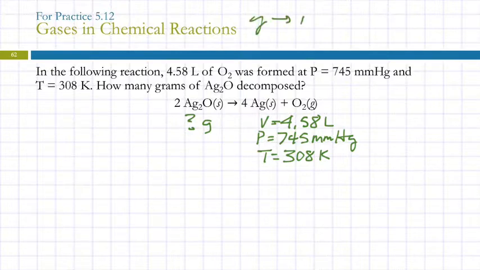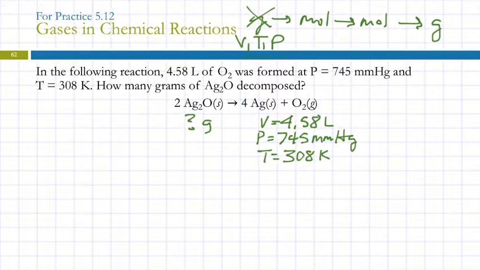So normally we do grams to moles to moles to grams. And here we are looking for grams at the end, so that's going to stay the same. But here, we've got volume, temperature, and pressure of a gas. And we can go to moles directly using the ideal gas law. So the first thing I'm going to do is use the ideal gas law to calculate the moles of oxygen. And then I'm going to continue on this path. So n equals PV over RT.